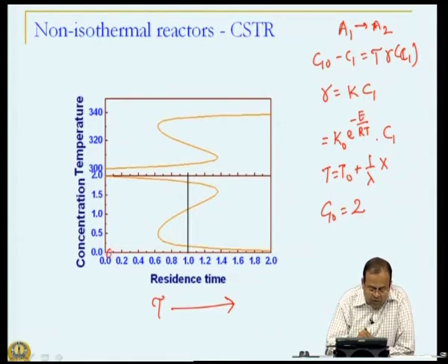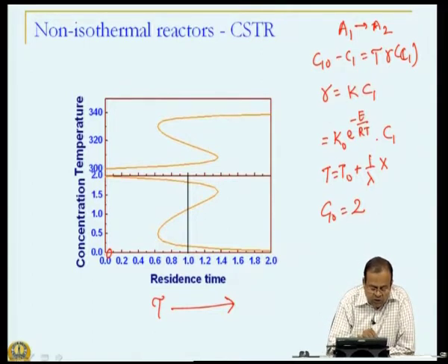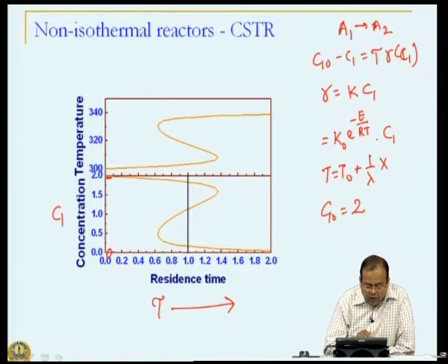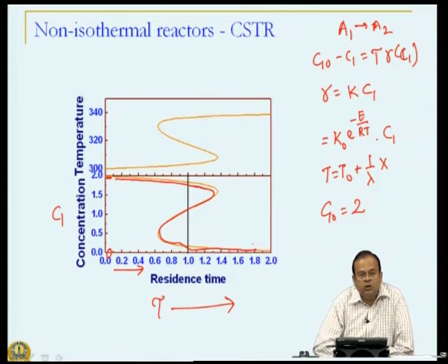So, what do we see? When the residence time is low or short, for shorter residence time you expect that there will be very little reaction, and therefore, concentration C1 is very close to the inlet concentration. As we increase the residence time, more and more reaction takes place, and therefore, concentration decreases. However, this decrease in concentration is not monotonic. In fact, the concentration behavior is of this kind.